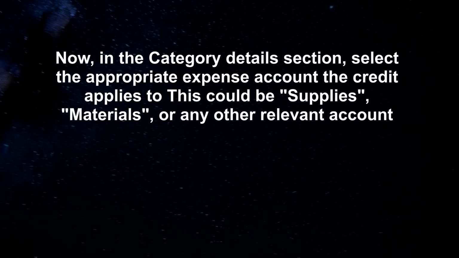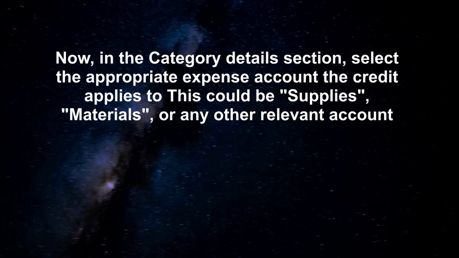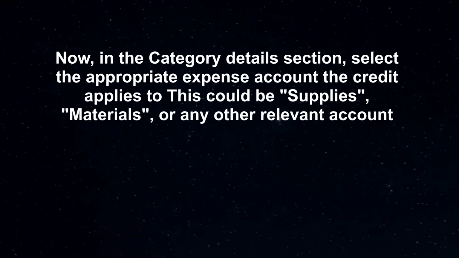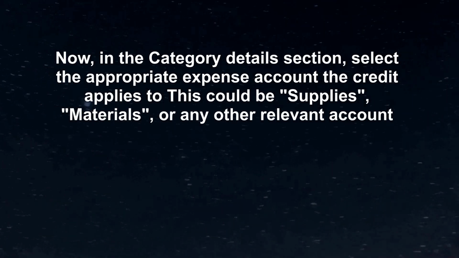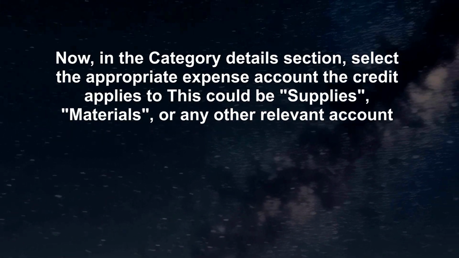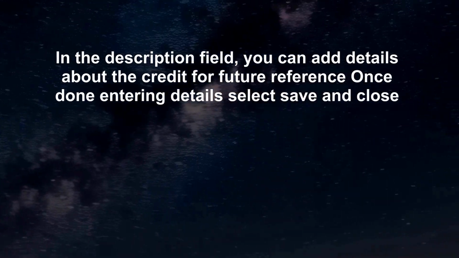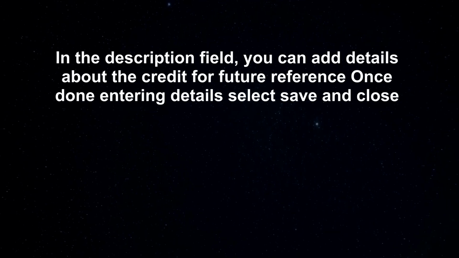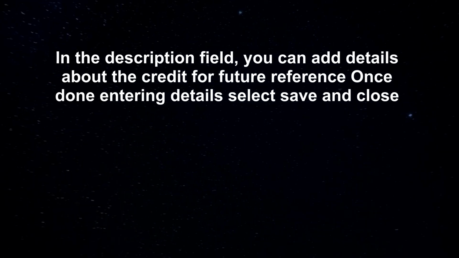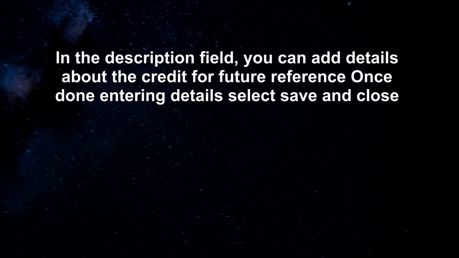Now, in the Category Details section, select the appropriate expense account the credit applies to. This could be supplies, materials, or any other relevant account. In the Description field, you can add details about the credit for future reference. Once done entering details, select Save and Close.